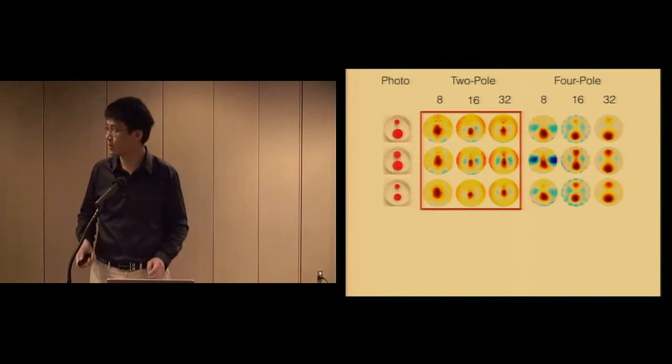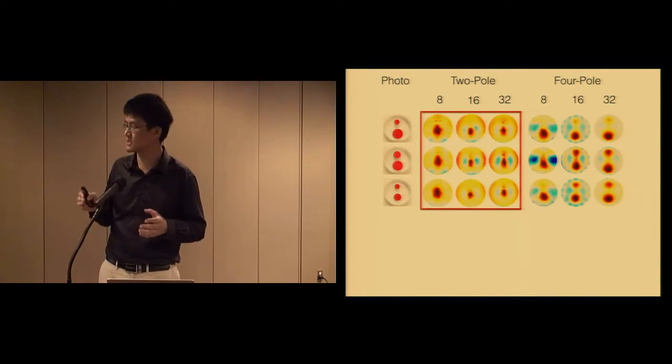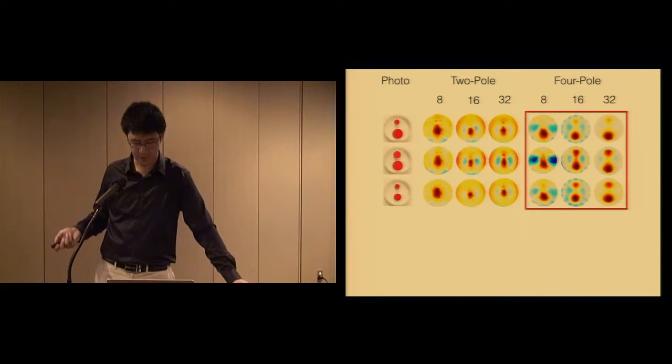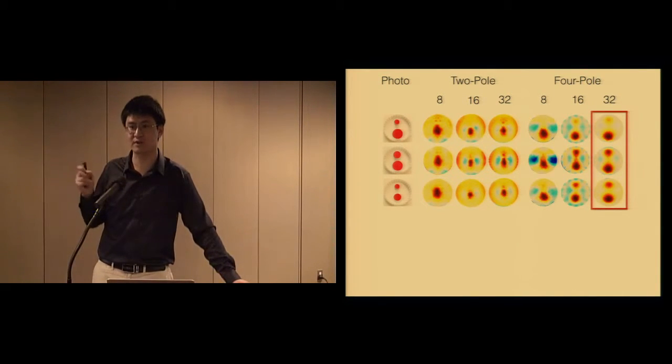You can see at 2-pole, we barely even separate the objects, let alone tell that they're different sizes. But for 4-pole sensing, you can clearly separate those objects, and at 32 electrodes, you can even tell that they're different sizes very, very clearly in the output.